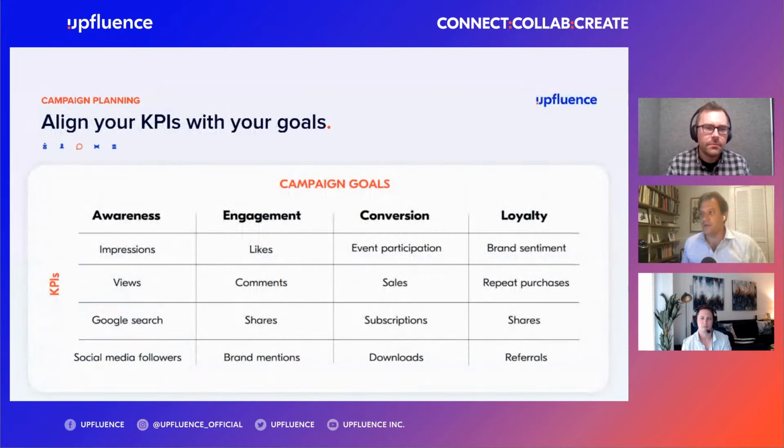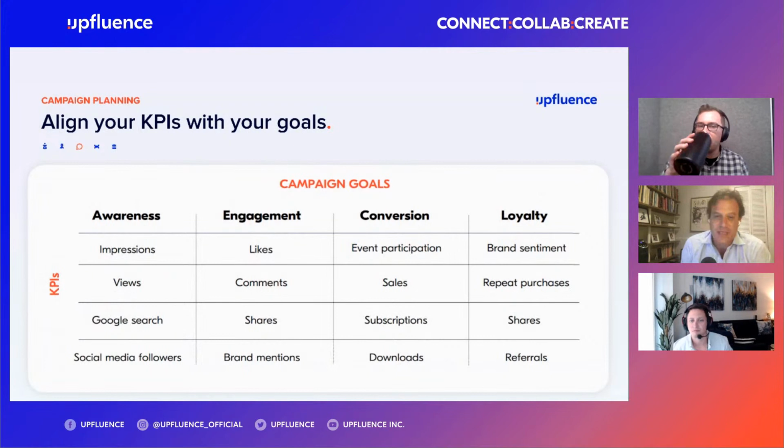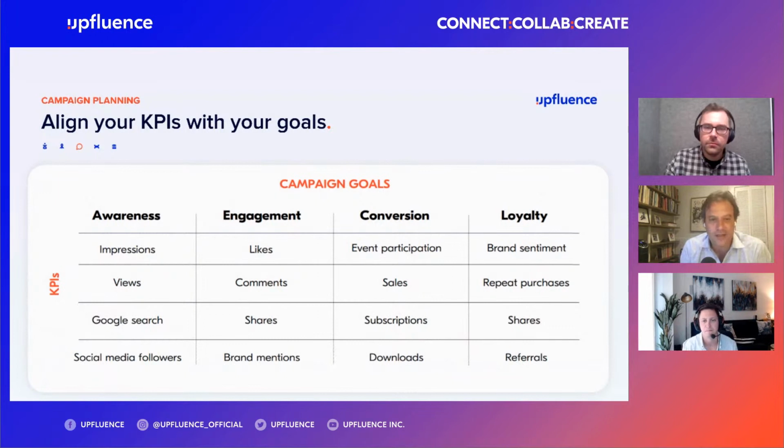Okay. So Adam, we like to talk about KPIs, and we like to talk about campaign goals. There are different ways that you want to have people be thinking about your influencer campaign, whether it's awareness, engagement, all these other kinds of things. Can you talk a little bit about why someone would be focused in one direction or another?